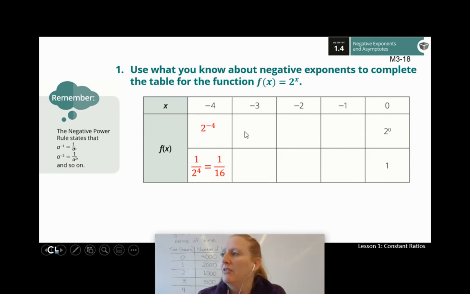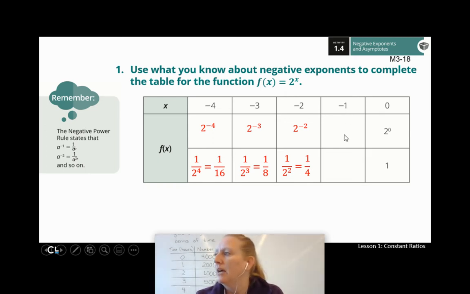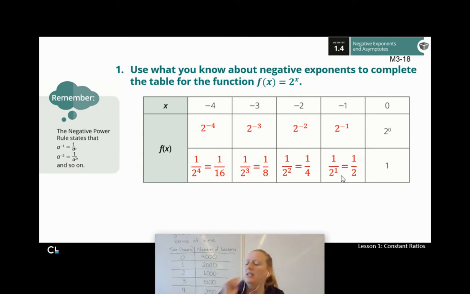If I plug in a negative 3, 2 to the negative 3 power, that's 1 over 2 cubed, so 1 over 8, 2 times 2 times 2. 2 to the negative 2 power is 1 over 2 to the 2nd power, or 1 over 4. And of course, negative 1, 2 to the negative 1 power is just 1 over 2 to the 1 power, which is just 1/2. So as we move backwards, so last time we moved forward, right?